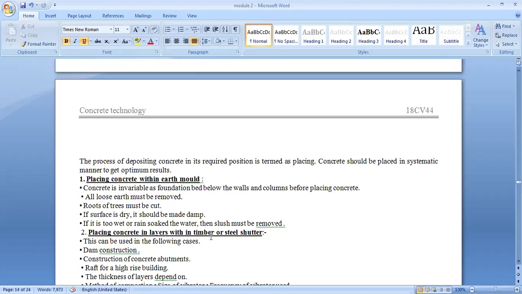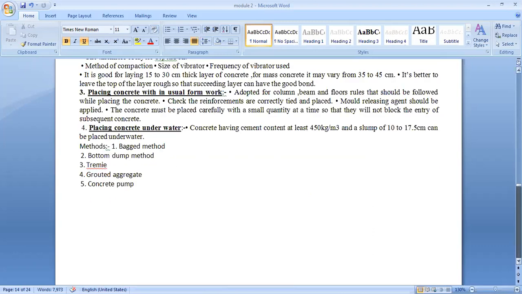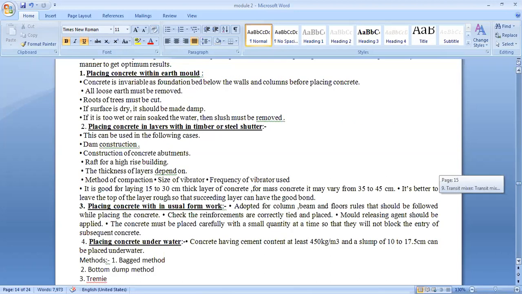That water should not enter into the concrete piece, within the placing of concrete within the earth. The second one is placing concrete in layers within a timber or steel shutter.